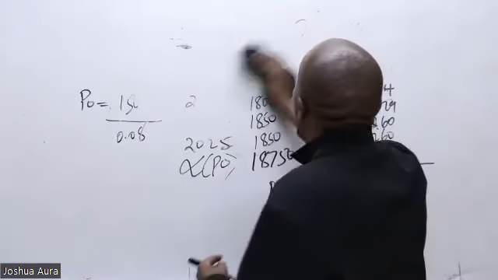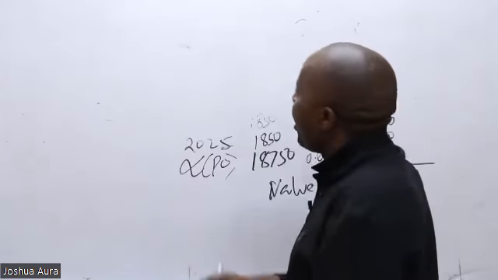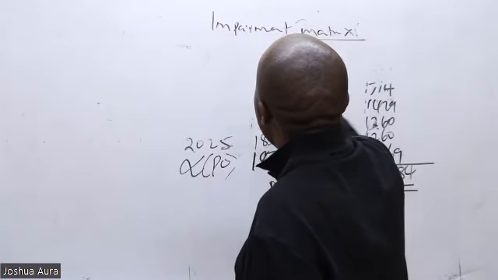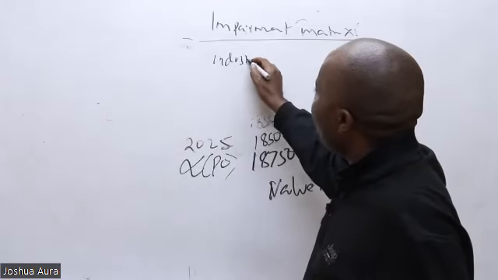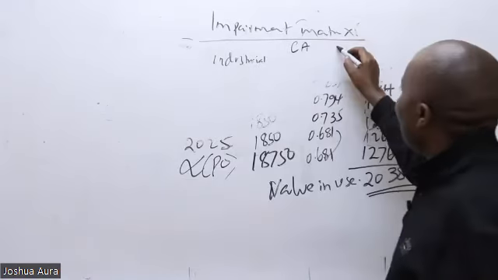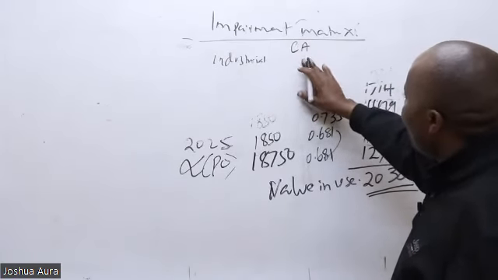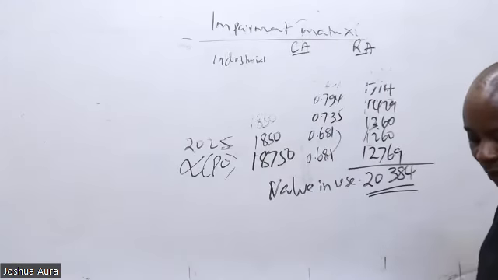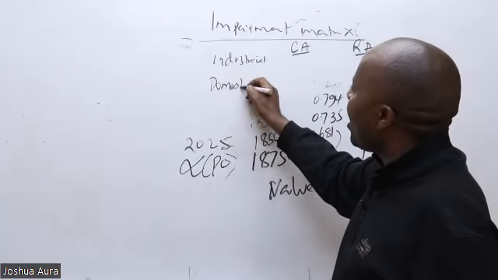So in the impairment matrix, you're comparing two things. We have two divisions here. We have the industrial division, where I'm concerned with the carrying amount vis-a-vis the recoverable amount. Then I have the domestic division as well.